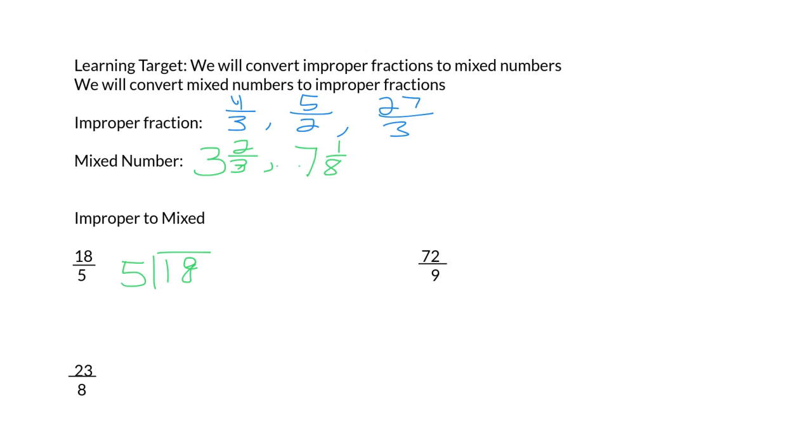Okay. When you go and do this division, the whole number is going to go up in your quotient, and then you will have a remainder or a leftover that is going to be the numerator of your fraction part of your quotient, the fraction part of your mixed number. Okay, 18 divided by 5 is 3. 5 times 3 is 15.